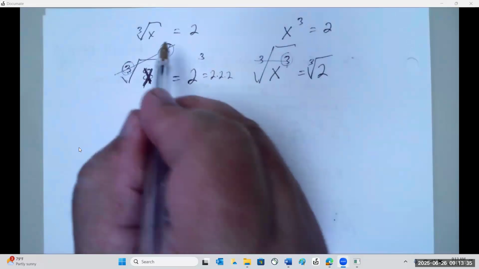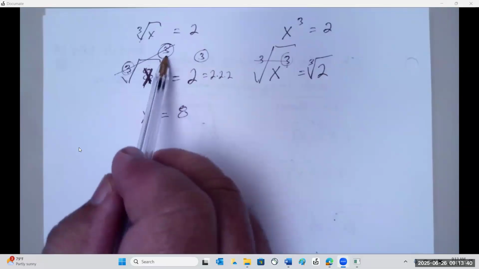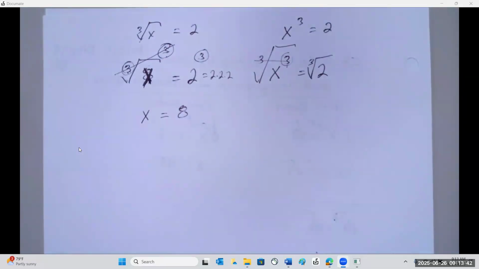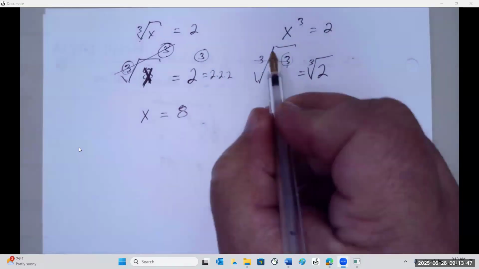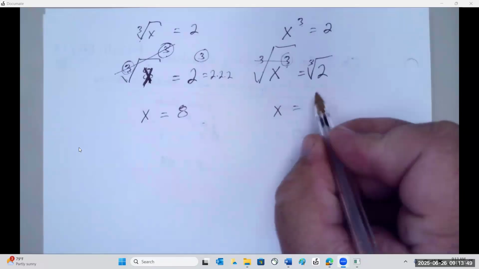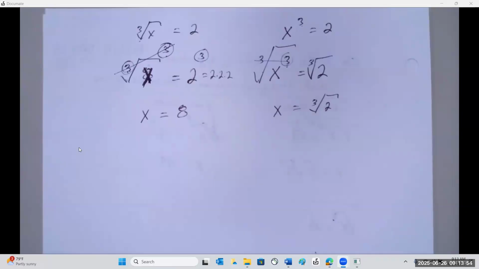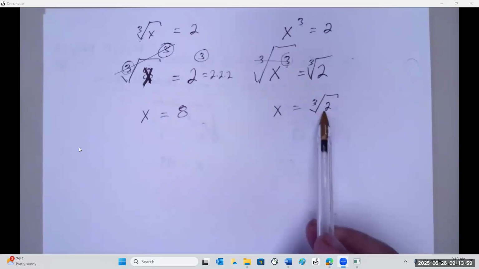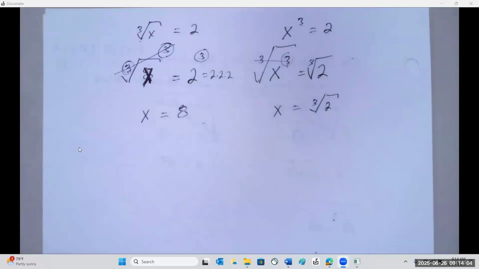To get rid of the cube root, we put that cube on top of both of them. And to get rid of x cubed, we cube root both sides. Those cancel, giving me x equals the cube root of 2. Notice I don't put a plus or minus in front of it. There is no plus or minus. Why? Because whenever you have an odd powered root or exponent, the answer can be positive or negative.